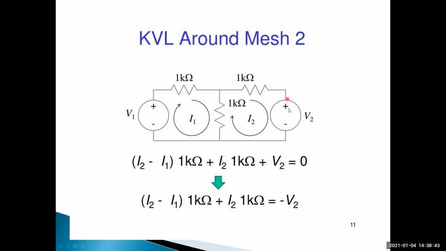You start from the source, entering positive, plus V2. Okay, plus V2 entering the source. Then at the resistor you're entering positive, that's why I2 minus I1 into 1K. I2 minus I1 into 1K. Then I2 into 1K. That's it, is equal to 0. Understood? It's a simple concept. So first the meshes, then the currents, then the equations.